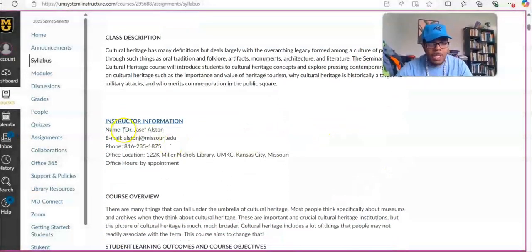Information on how to reach me. My name again is Jason Austin, or most people call me Dr. Jace Austin, Dr. Austin, whatever the case may be. You have a wide variety of things you can call me. You can email me at austinj@missouri.edu. You can also send me a Canvas message. I believe that is actually the preferred method of contact. And then we also have an office phone number if you need that from me, area code 816-235-1875.